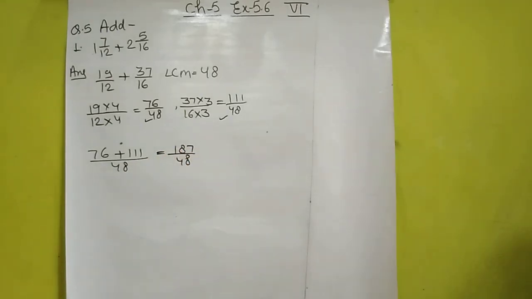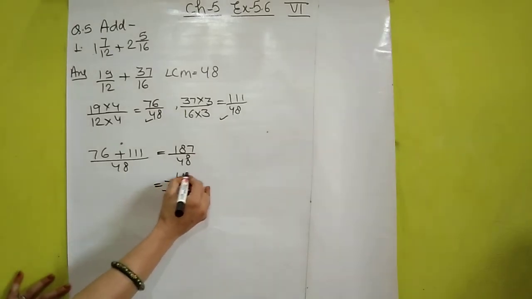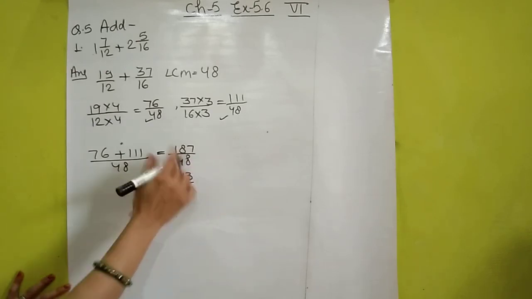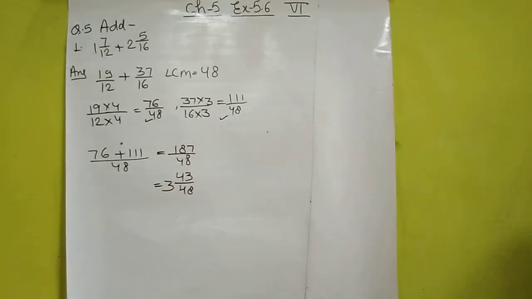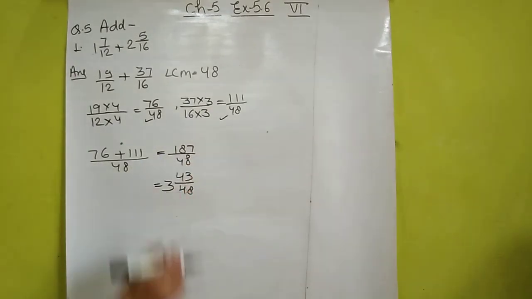Now again students, what you will do? You will do the division. 187 you will divide by 48. When you will divide by a rough column, then students you will get 3 43 upon 48. Students, you can do division, because you know division very well. So that's why I am writing here answer directly. You can do division, you can get your answer in mixed fraction. Now students, question number 6. This is word problem.